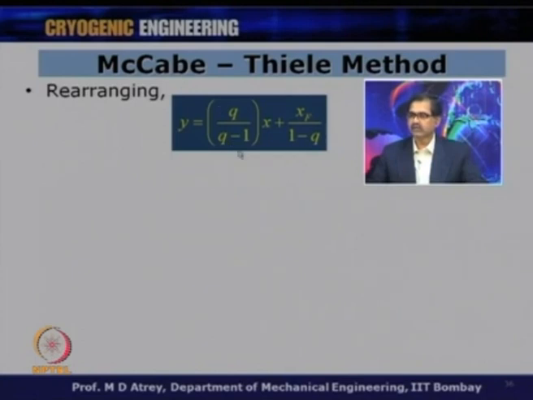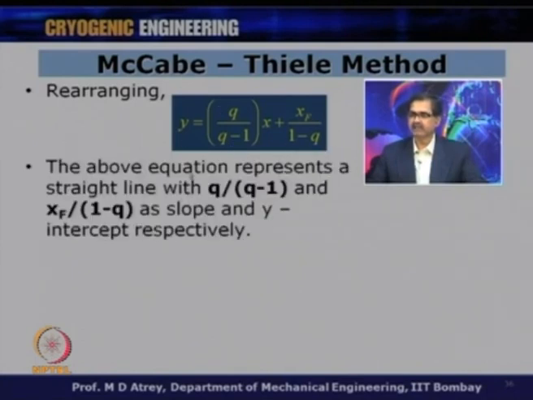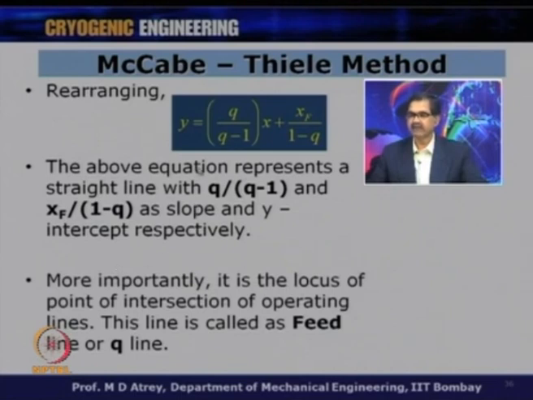This is also a constant, this is also a constant, and this line is therefore called the feed line. The above equation represents a straight line with q upon q minus 1 as slope and xF upon 1 minus q as y intercept respectively, and it will pass through the point of intersection of the two operating lines. So, we now have three lines: the operating line for the stripping section, the operating line for the enriching section, and what we call the feed line.